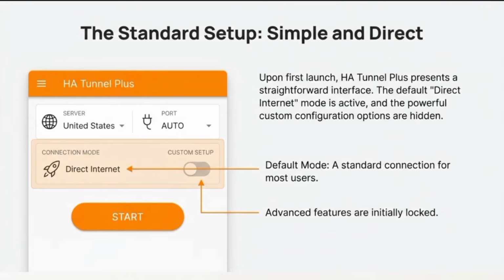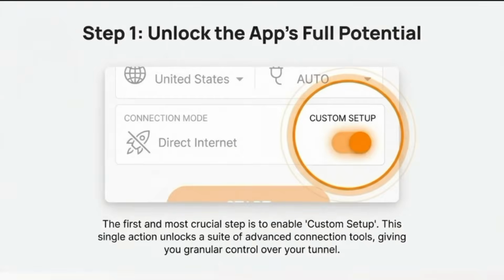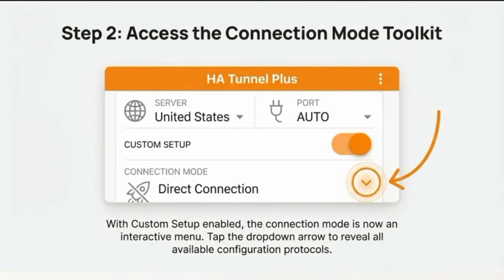So here's the first and most crucial step. You need to enable Custom Setup. This single action is game-changing. It unlocks an entire suite of advanced connection tools. Once enabled, that connection mode transforms into an interactive menu, giving you granular control over your tunnel.